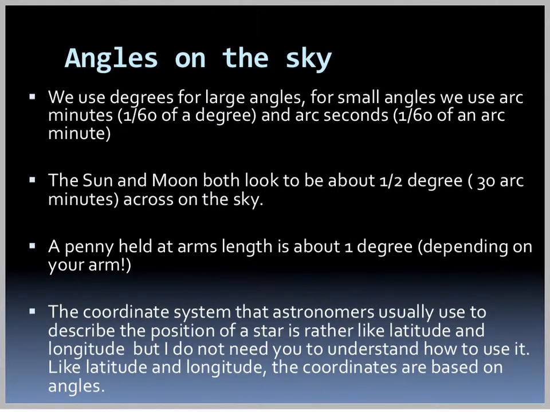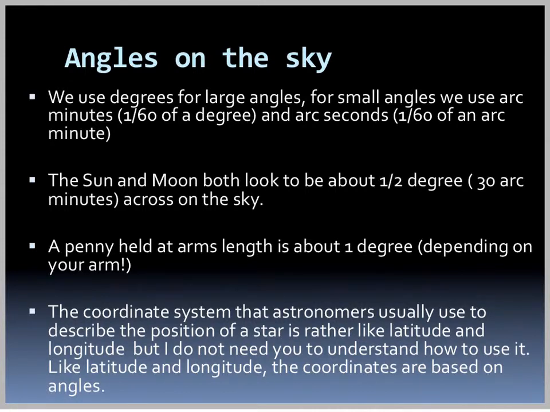We use degrees for large angles, and for small angles we use arc minutes. An arc minute is 1/60th of a degree, and an arc second is 1/60th of an arc minute. The sun and moon both look to be about a half a degree, or 30 arc minutes, across the sky. A penny held at arm's length is about 1 degree, depending on your arm. So is your thumb. If you hold your thumb out at arm's length, it should be about 1 degree.